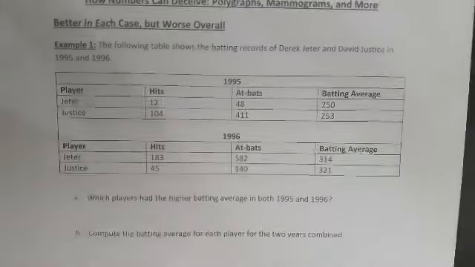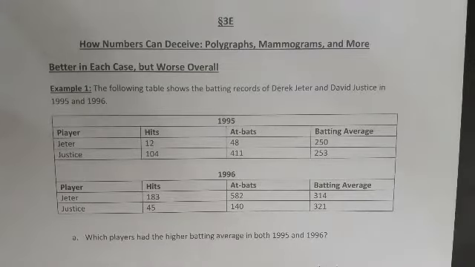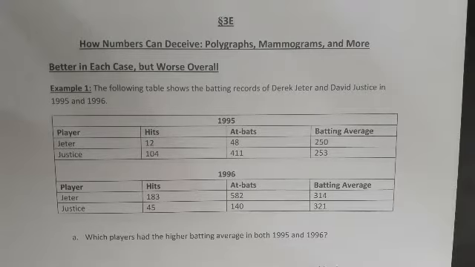Welcome back, Contemporary Math. We are in Chapter 3E. We're going to talk about how numbers can deceive. So we're going to look over a few tests, which are common ways that people are deceived: polygraphs, mammograms, and more. And so we're going to talk about tests and testing accuracy and a little bit about what that means. And so we start off with example 1.